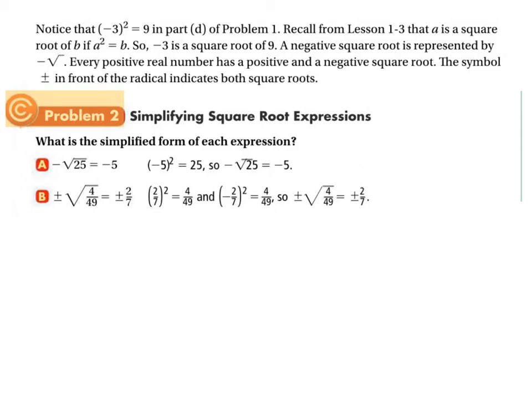We want to identify both the positive and negative square roots of 4 over 49. Okay, remember you can square root the numerator and denominator separately. Square root of 4 is 2. Square root of 49 is 7. So we're saying plus or minus 2/7, meaning 2/7 and negative 2/7 both square to be 4 over 49.